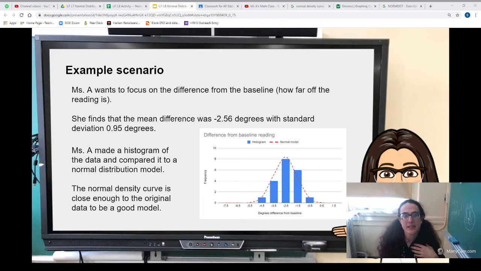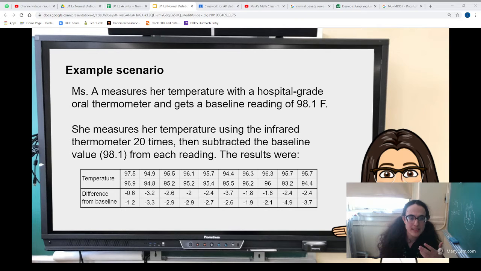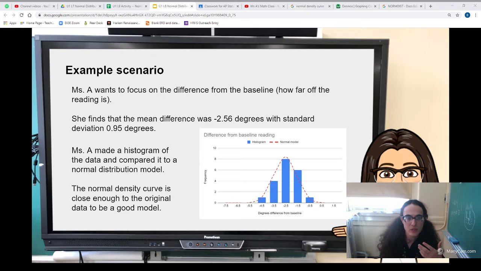So here's the idea, right? I found the mean difference. If we look at this data, the mean of these differences was 2.56 degrees. The standard deviation of those differences was 0.95 degrees. So here's the histogram, and based on this mean and standard deviation, I constructed a normal distribution.